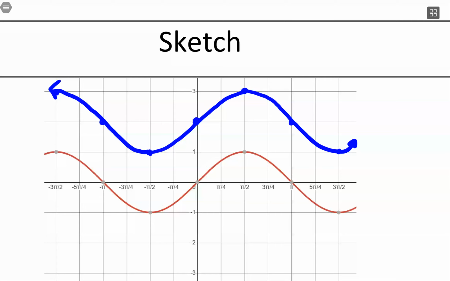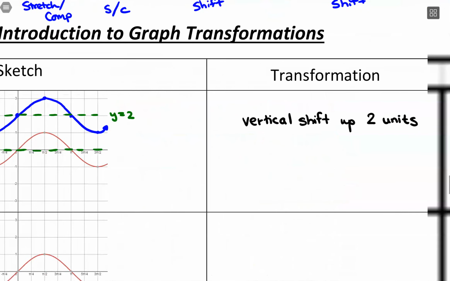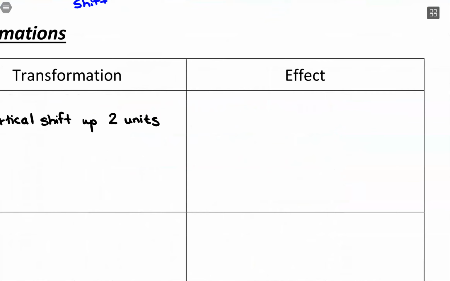What did change is the midline. Originally, we have our midline of y equals 0. Now, our midline is y equals 2. So this transformation changes our midline. This is what I'm going to describe under the effect. So what we did is we moved our midline. Midline shifts up 2 units.